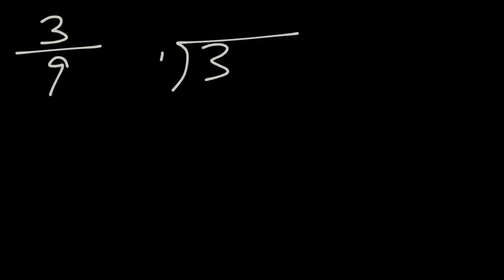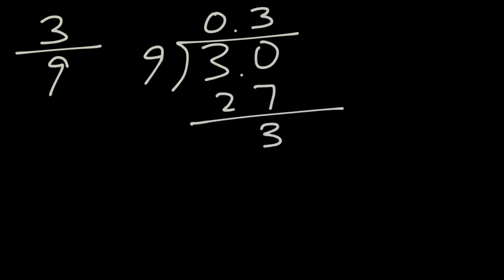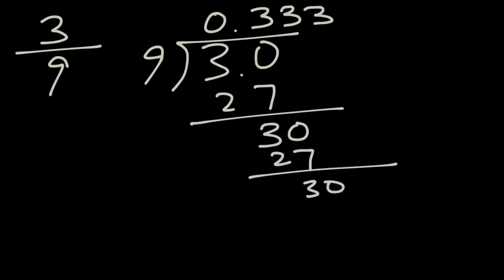Now here's another example that would result in repeating decimals: 3 over 9. 3 divided by 9. 3 is not big enough for 9, so 0. 30 divided by 9, we get 3. And then 27, and 3 again. 3, 27, and you can see that this will keep repeating.